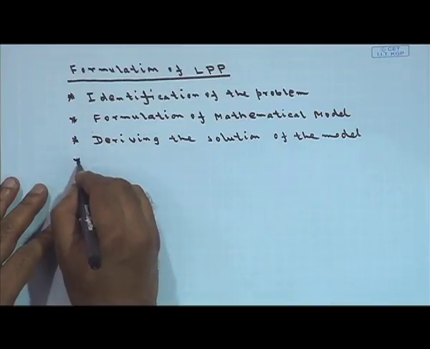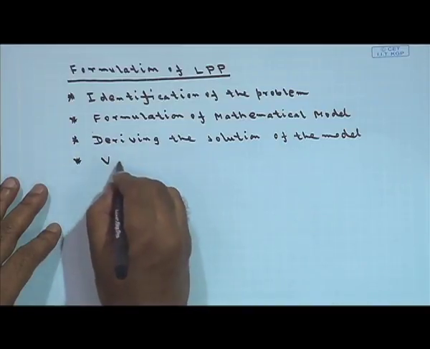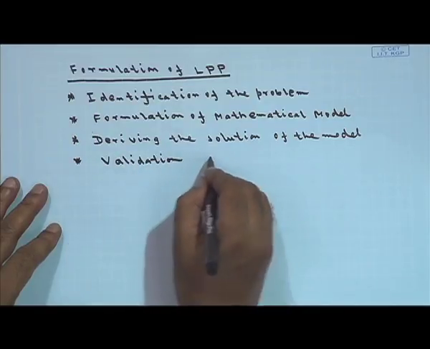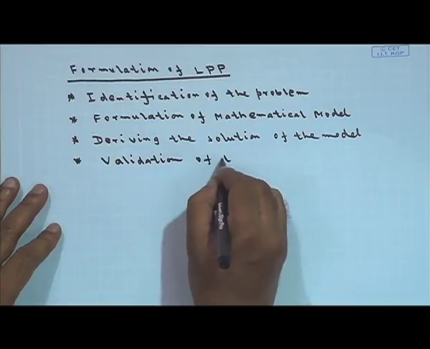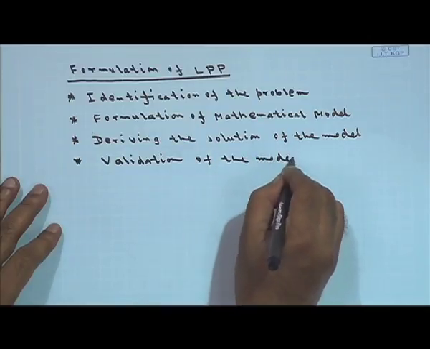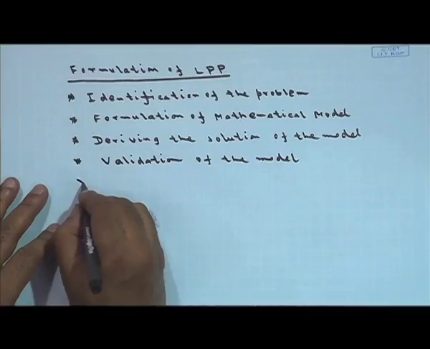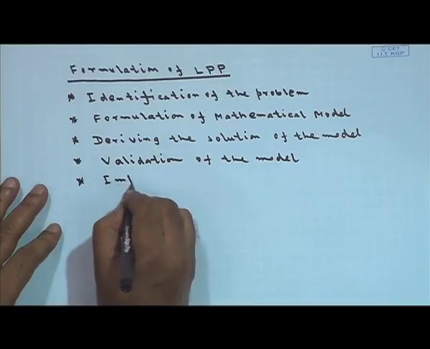And the next step is the validation of the model, which means you have to test the model to see whether it is giving proper results or not. If required, you have to improve it and improve your technique so that you can obtain a better result. So the next part is validation, and the last part will be implementation.